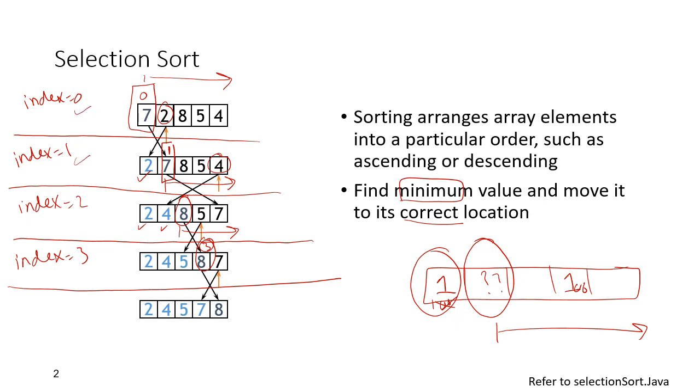Sorry, index 0, index 1, index 3, and index 2 and index 3. For example, we will not do index 4 because in index 4, this is the end of the array. So we don't have anything to compare with.